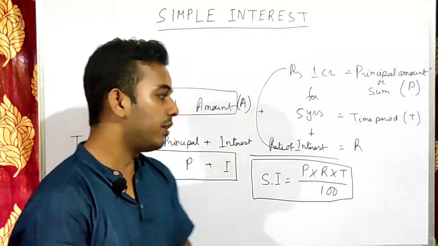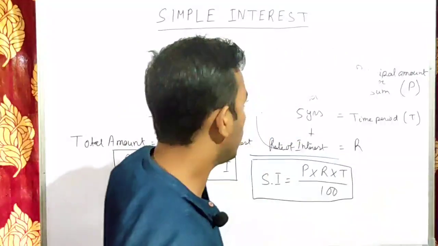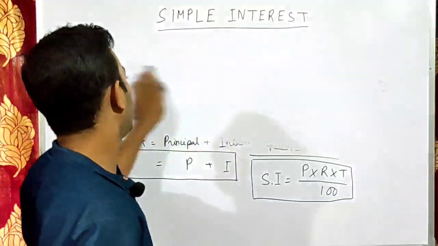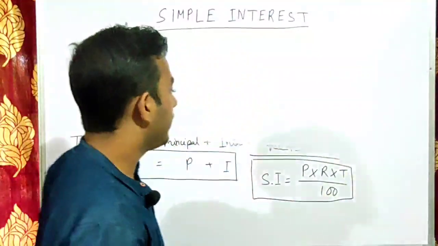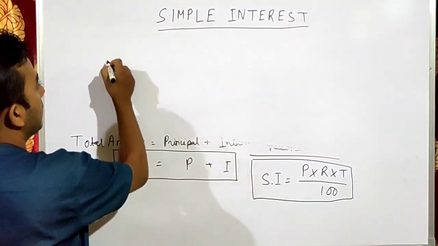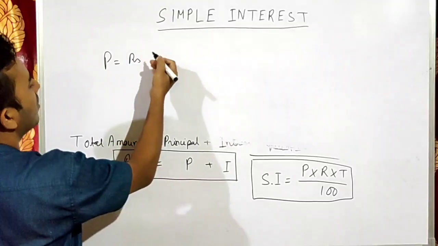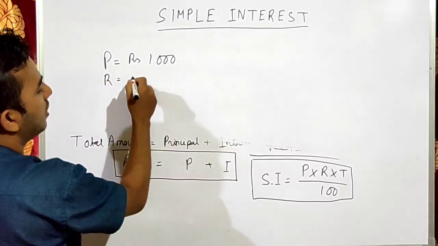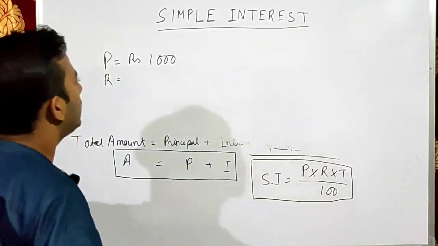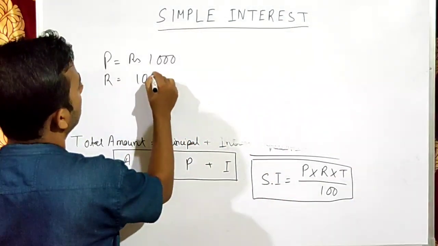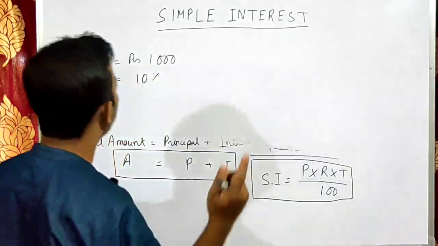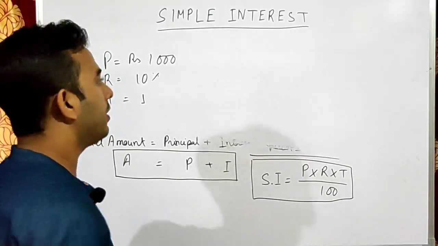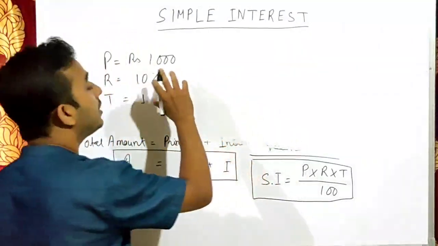For example, if a question comes like this: find the simple interest if the principal is rupees 1,000, and the rate of interest is 10%, and the time period is 1 year. Then find the simple interest of this amount. So how will we find the simple interest?